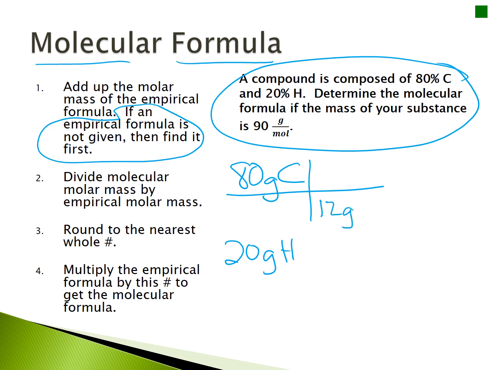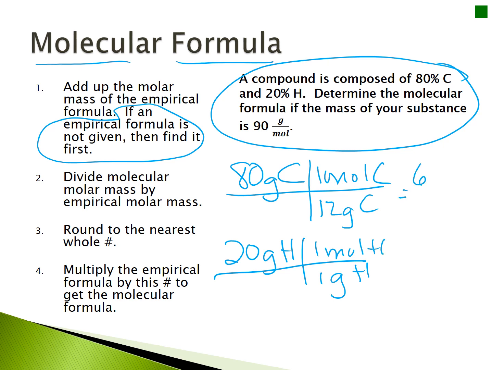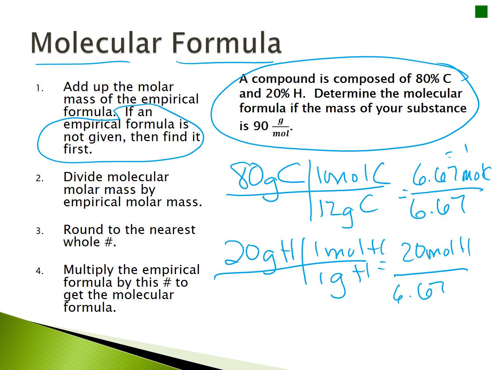We've got 12 grams of carbon for every 1 mole of carbon. And we have 1 gram of hydrogen for every 1 mole of hydrogen. So when you multiply that out, you get 6.67 moles of carbon, and you get 20 moles of hydrogen. The fourth step for empirical is divide by the lowest number, so 6.67, and you get 1 for that, and 6.67, and you get 3 for that. And then from there, you create your formula, which is C1H3. All right, so now I have my empirical formula.